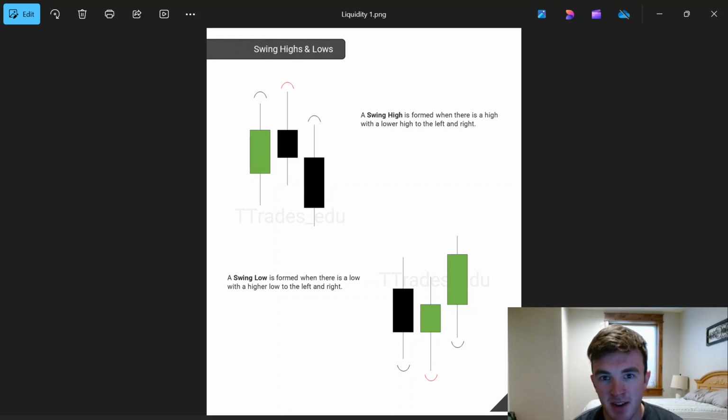I got this PDF from T-Trades. Full credit goes to T-Trades for this PDF, but he did a great job of making it, and I thought it would be good to cover using his PDF. Now let's jump right into it.